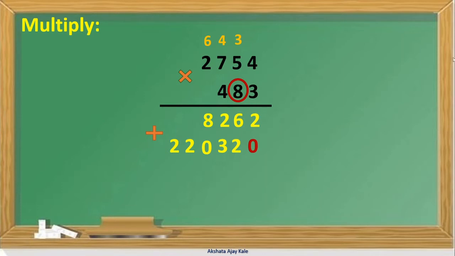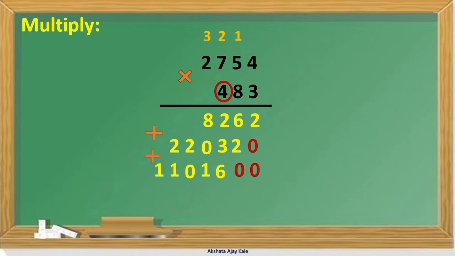Now we will move to the next digit, that is 4. Here 4 is in hundreds place, so in the answer also we will give 2 zeros. Okay. Now 4 4s are 16. 1 is carried over. 4 5s are 20 plus 1, that is 21. 2 is carried over. 7 4s are 28 plus 2, that is 30. 3 is carried over. Then 4 2s are 8 plus 3, that is 11.